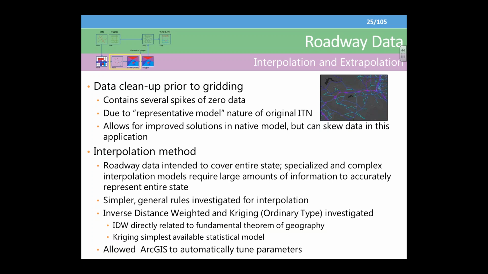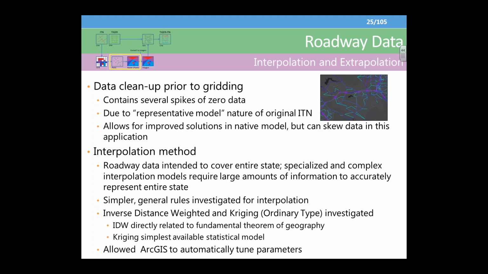In addition, we need to interpolate. And when you interpolate, you do have to make a number of assumptions. In accordance with our principles, the roadway data is intended to cover the entire state. If you use specialized, complex interpolation models that have a number of parameters, you need to know a lot of information in order to make those parameters properly fit across the entire state. Simpler, more general rules were investigated for our interpolation. We essentially do not have enough information to use very complex statistical models to do this interpolation.